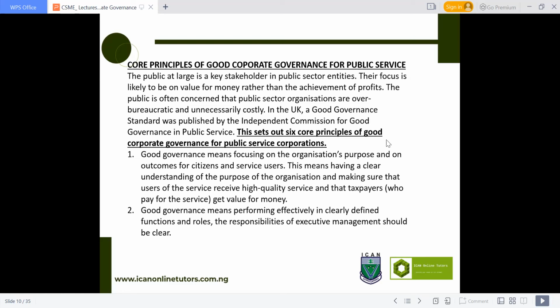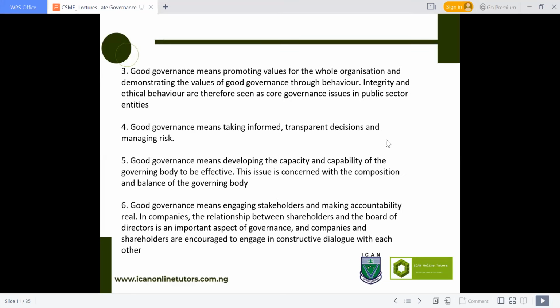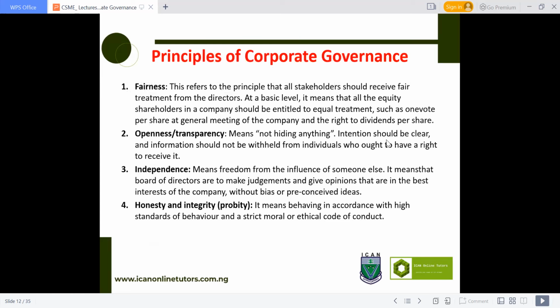And this standard was published in the UK by a commission called the Independent Commission for Good Corporate Governance in Public Services. So what are the principles? What are the characteristics of good corporate governance? What are some of the things we expect to be present?